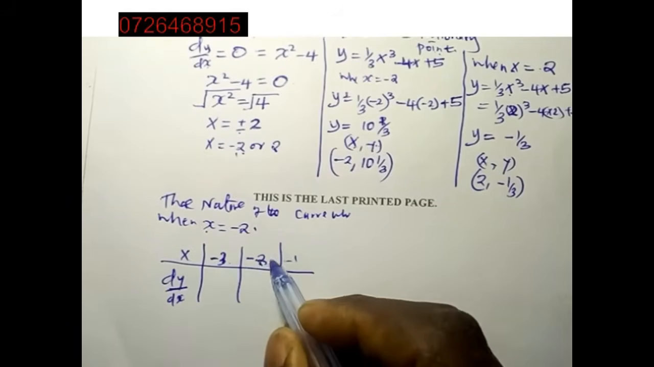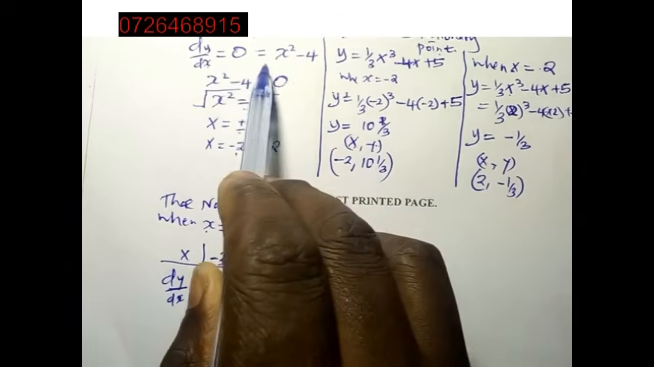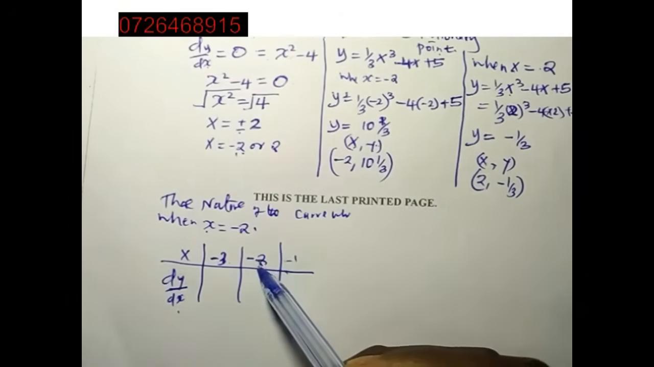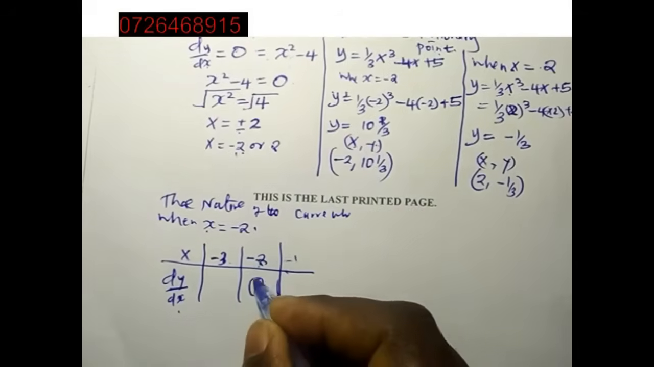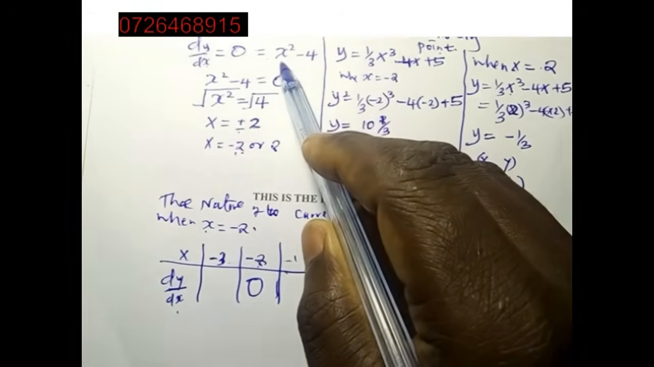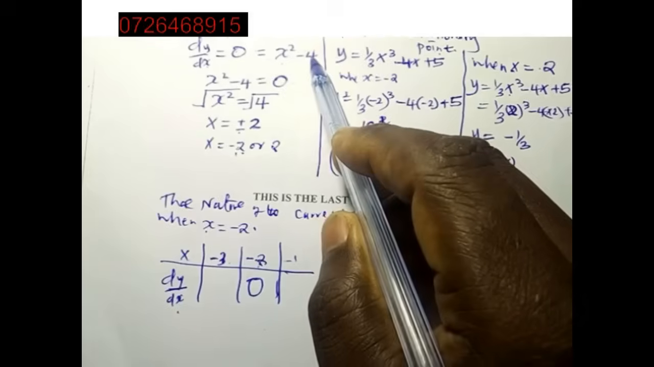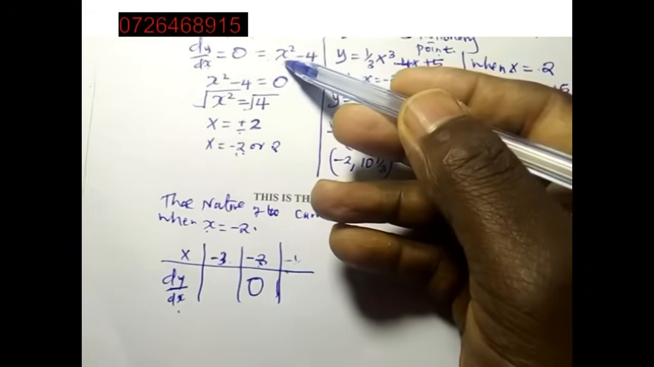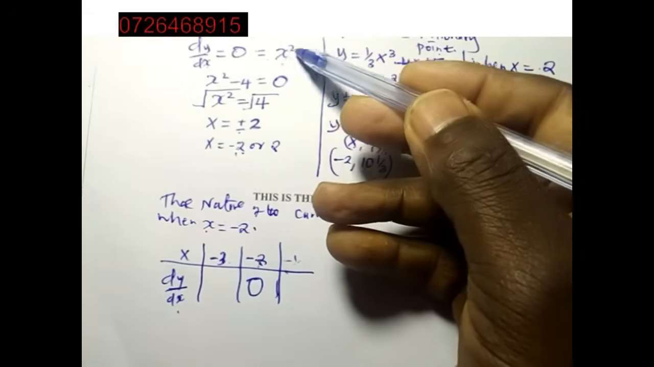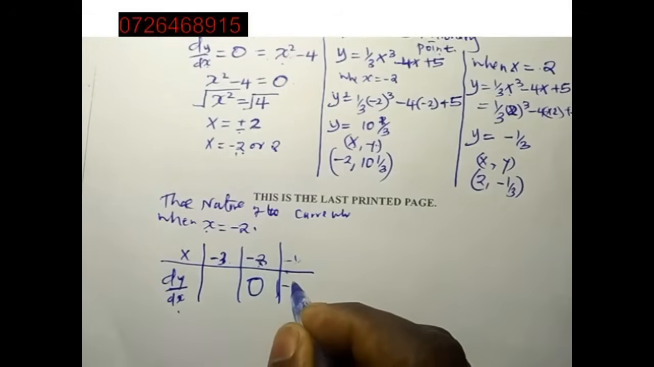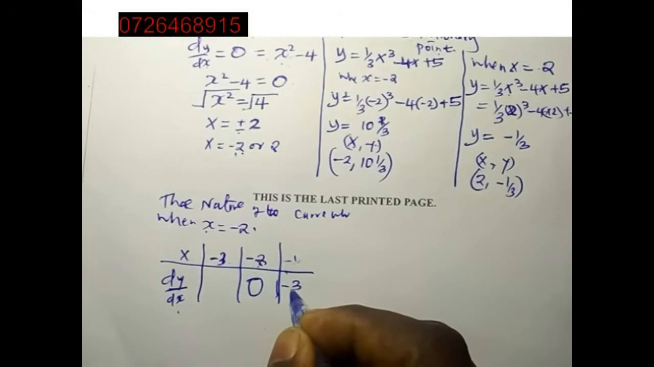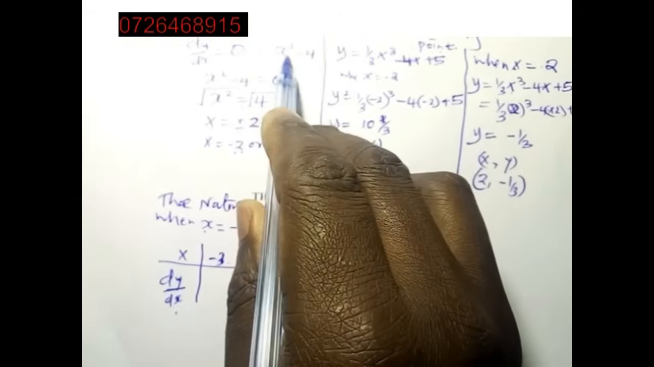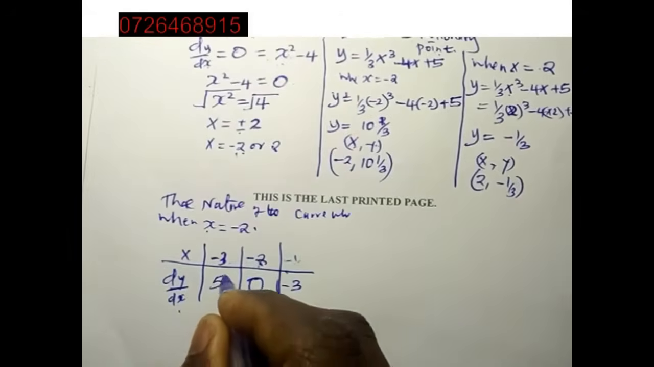So you take this value of x and substitute into the gradient function dy over dx. So if I substitute negative 2, the answer is going to be 0. How? Negative 2 squared is 4, 4 minus 4 is 0. Okay? Then I take negative 1 and substitute here. Negative 1 squared is 1, 1 minus 4 is negative 3. Fine? And then negative 3: negative 3 squared is 9, 9 minus 4, the answer is 5.